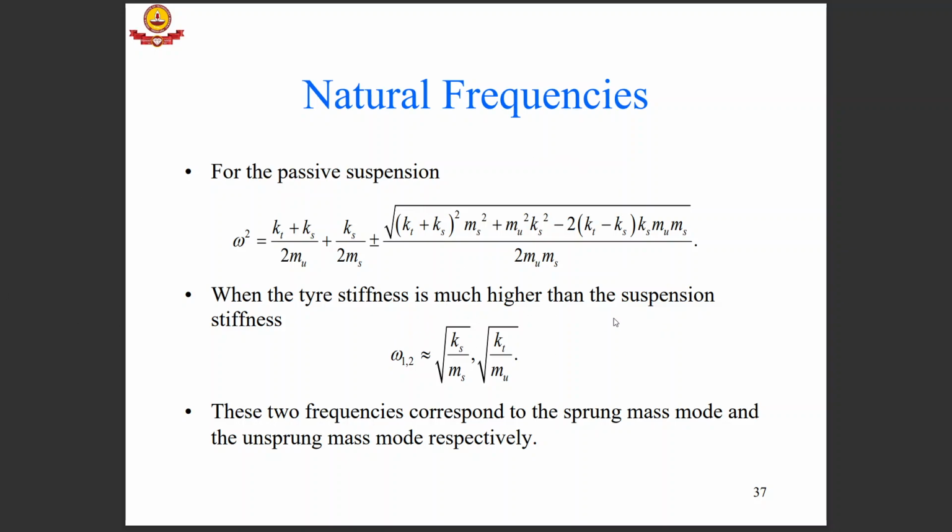Okay, when the tire stiffness is much higher than the suspension stiffness, we can write the two frequencies as Ks by Ms and Kt by Mu. So the tire stiffness and the mass of the unsprung mass, and the suspension stiffness and the sprung mass, right? So these two frequencies correspond to the sprung mass mode and the unsprung mass mode respectively.